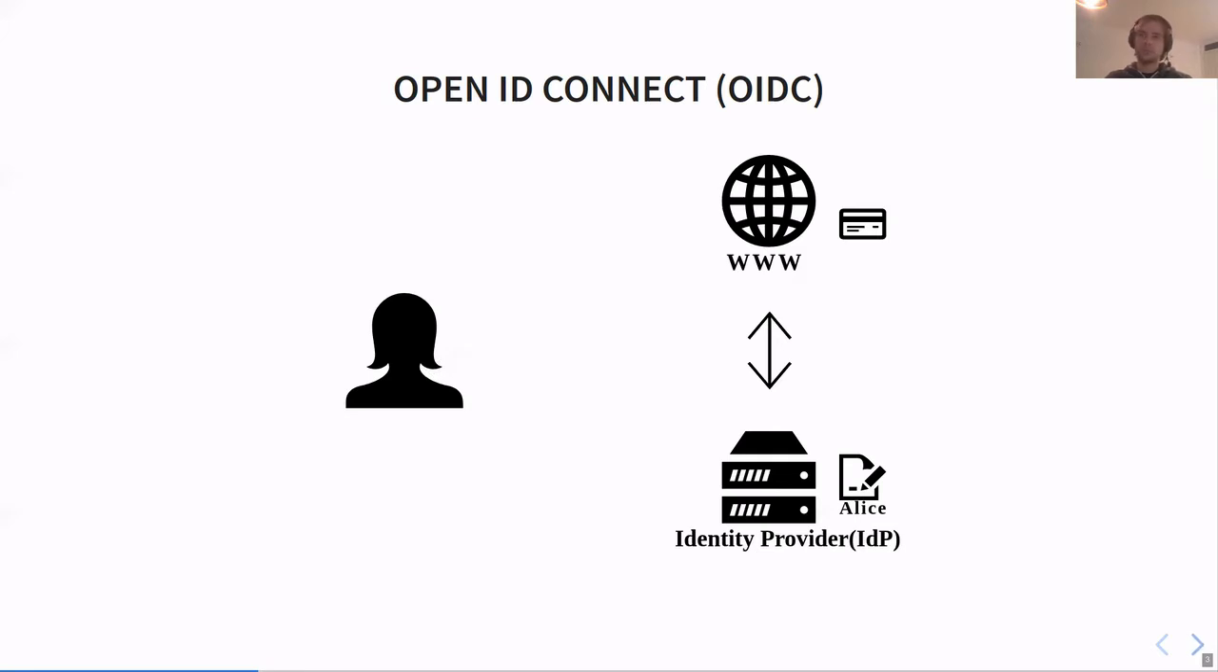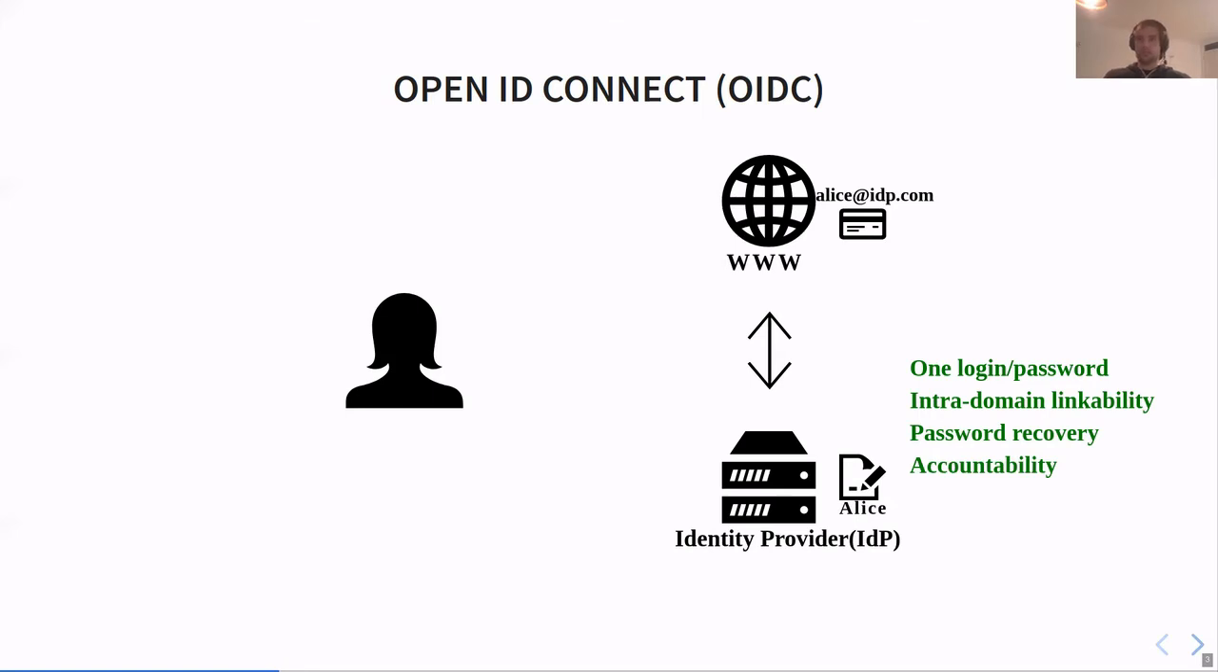So there are multiple advantages of using OpenID Connect. First of all, now we have only one login password to memorize, which is much easier than memorizing multiple accounts for different services. Second of all, we have what is called intra-domain linkability. The web service always receives the global ID of the user, alice@idp.com here. So if the user tries to launch a Sybil attack by creating multiple accounts, the web service can easily detect and prevent it. We also have easy password recovery. So if the password is stolen or lost, the user just has to identify themselves to the identity provider and can easily reset the password without going to multiple web services. We also provide accountability. Again, the web service has the global ID of the user. So if the user misbehaves, it is easy for the web service to act upon that.